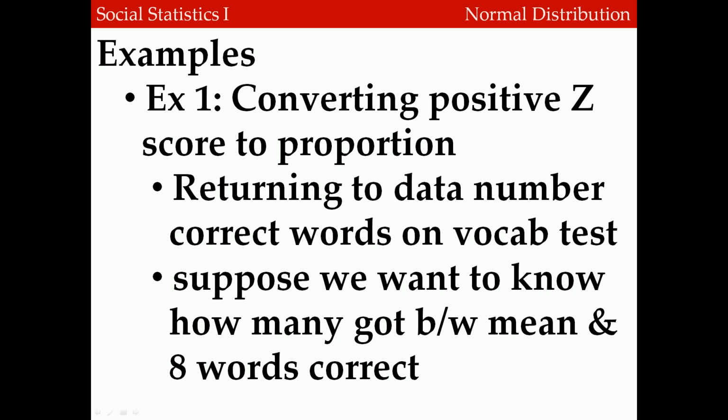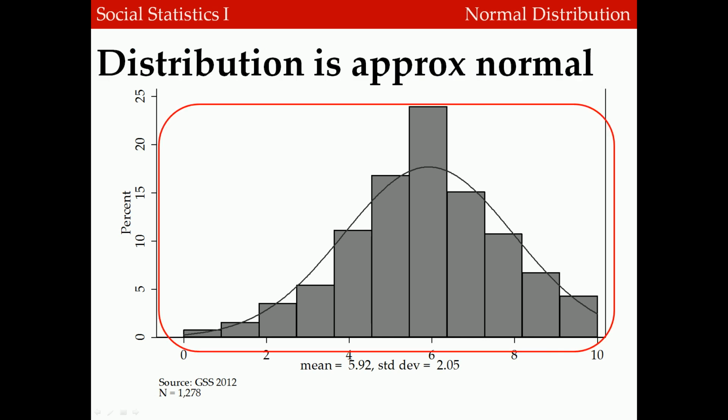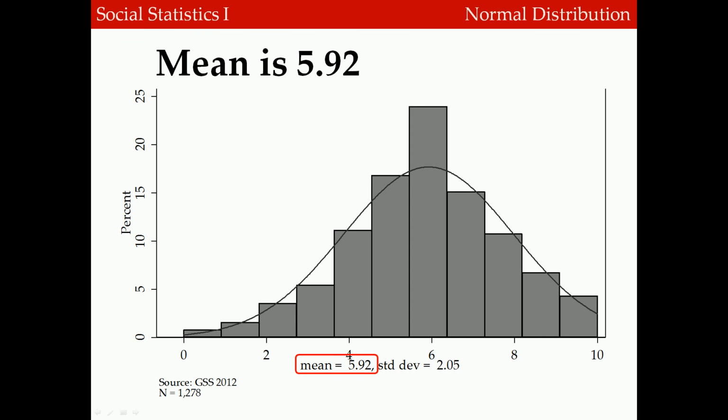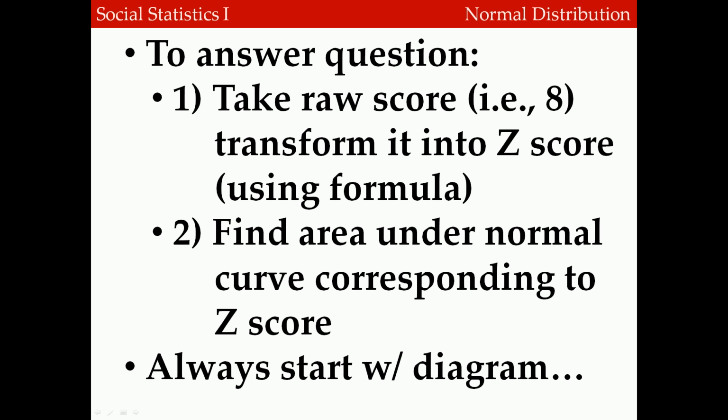Let's look at some examples of using the normal distribution for actual calculations. Let's return to our data about the number of words that people got correct on a vocab test. And suppose that we wanted to know how many people got between the mean and 8 words correct. Well, recall that our distribution of correct words is approximately normal, with a mean of approximately 6, specifically 5.92, and a standard deviation that's just above 2, or 2.05. So in order to figure out how many people got between the mean and 8 words correct, we would take our raw score, in this case 8, and we would transform it into a z-score using the formula.